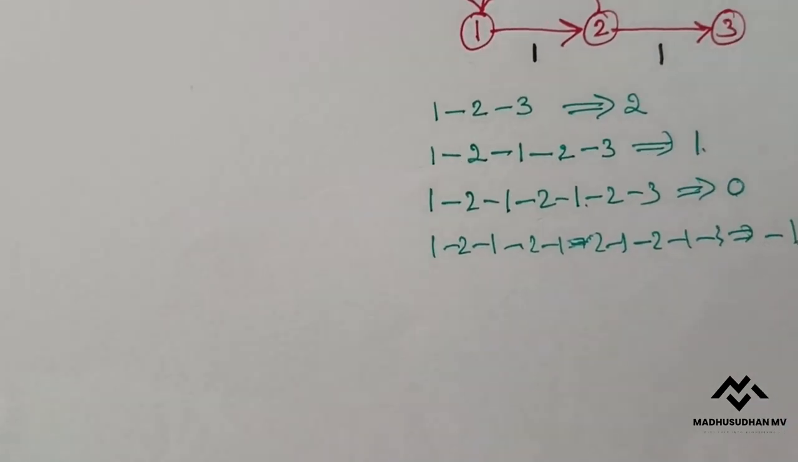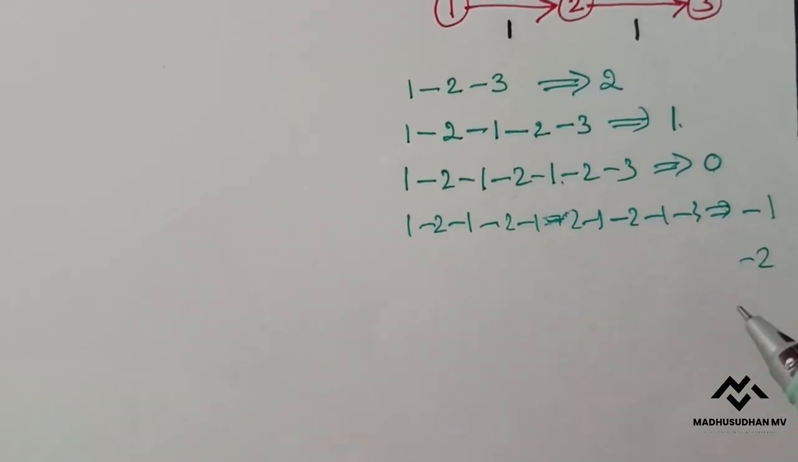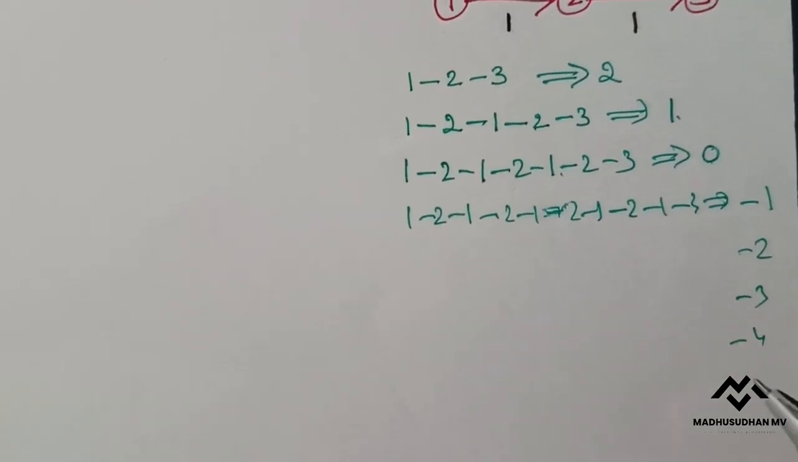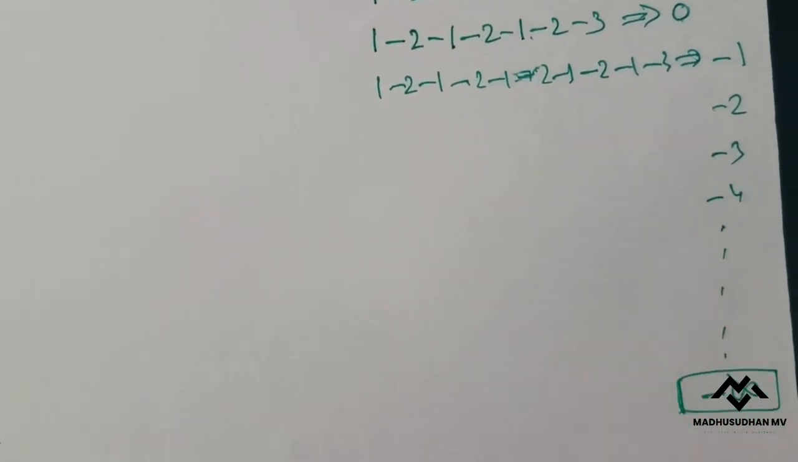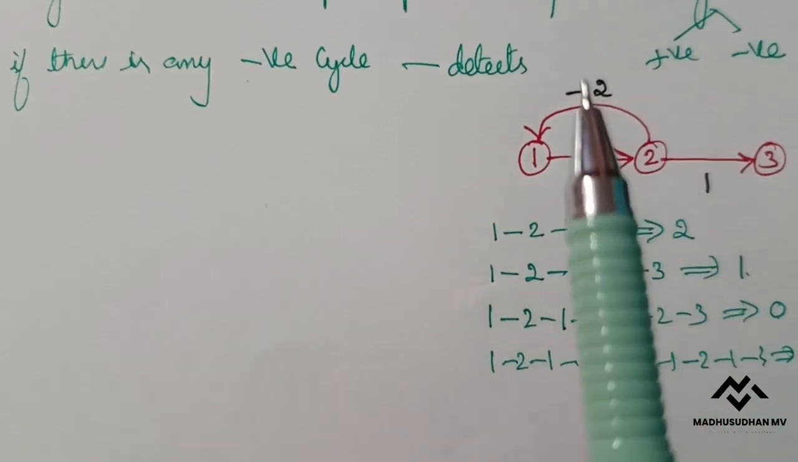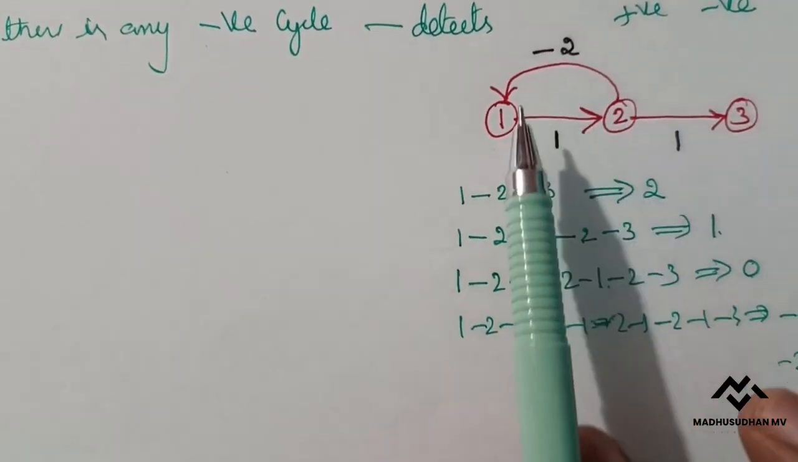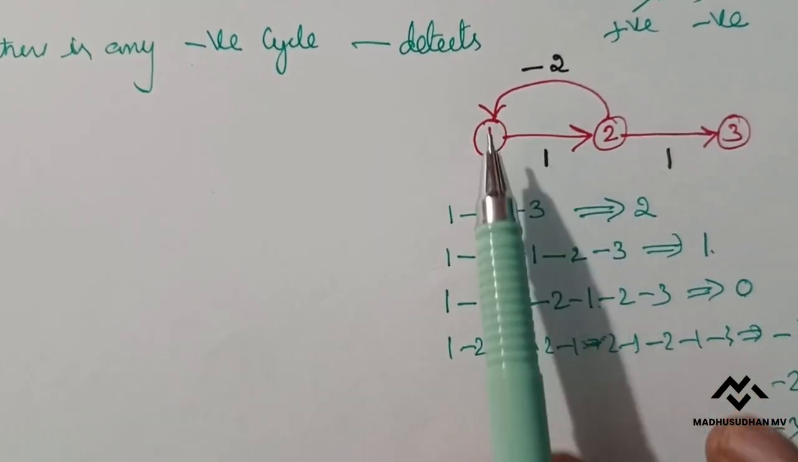So if you repeat one more time, I'll get minus 2. If you repeat one more time, I'll get minus 3. Repeat one more time, minus 4. Like that, never ending, it goes to minus infinity. That means there is no shortest path if the graph is having a negative cycle.